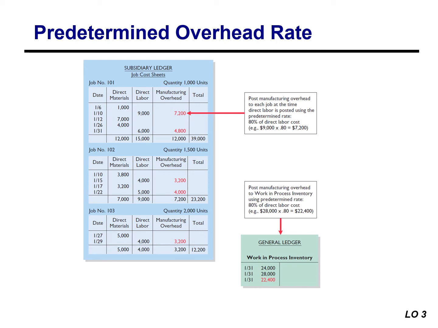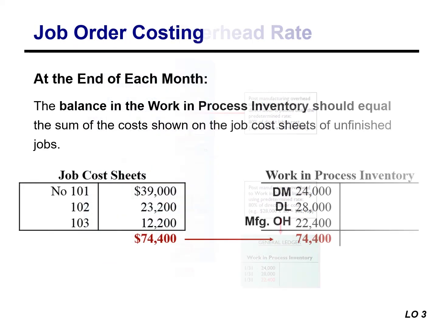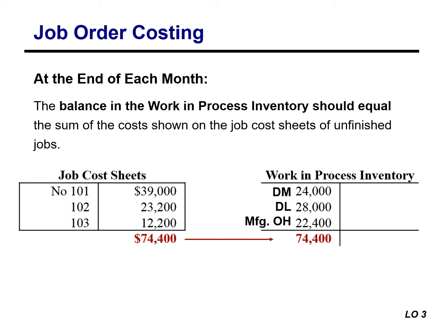This image shows the work-in-process inventory account and the job cost sheets after posting. Note, the debit of $22,400 to the work-in-process inventory equals the sum of the overhead applied to job number 101, 102, and 103. At the end of each month, the balance in the work-in-process inventory should equal the sum of the costs shown on the job cost sheets of unfinished jobs. The amount in the control equals the amount in the subsidiary accounts. It also assumes that all jobs are still in process.